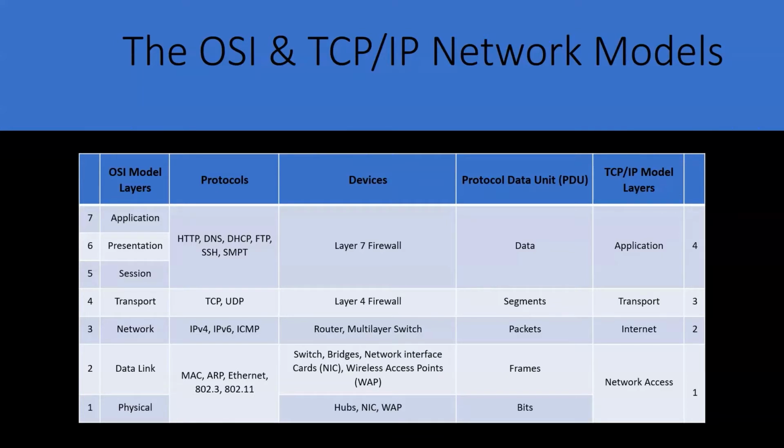Here you can see a table outlining the OSI and TCP/IP models. For the sake of reference, the OSI model stands for Open System Interconnect, whereas the TCP/IP model stands for Transmission Control Protocol and Internet Protocol Model. As you can see, the TCP/IP model contains 4 layers, whereas the OSI model contains 7 layers. Despite this, both models operate and fulfill the same functions.